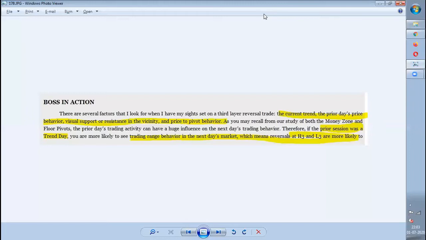And finally, he checks how the price is reacting at the pivots. Based on all these things, he will analyze, and only then will he go for a trade at a reversal layer.